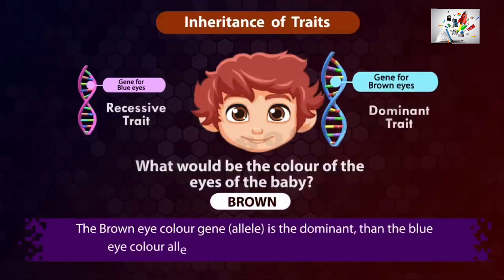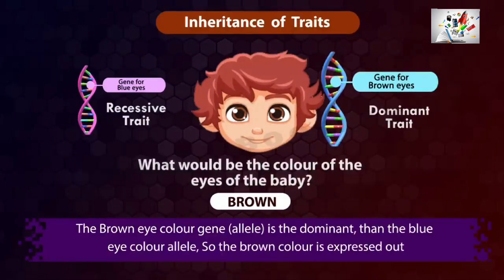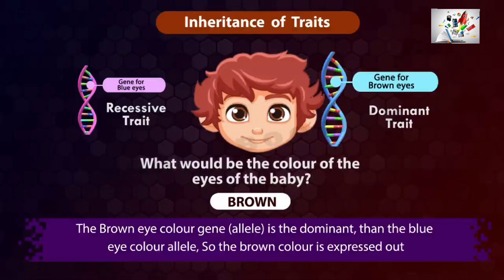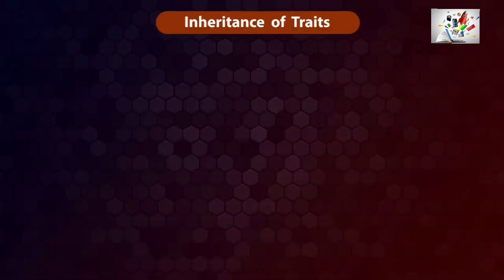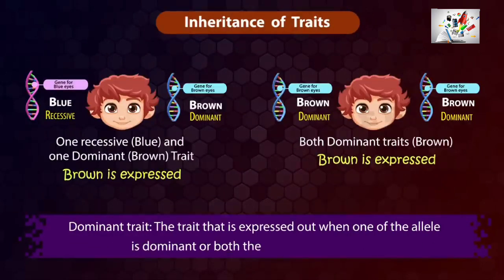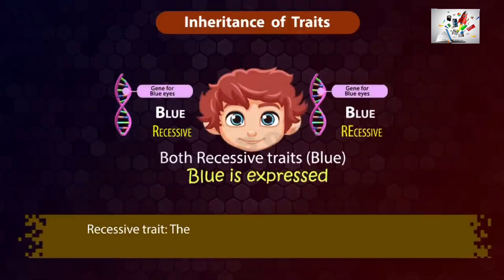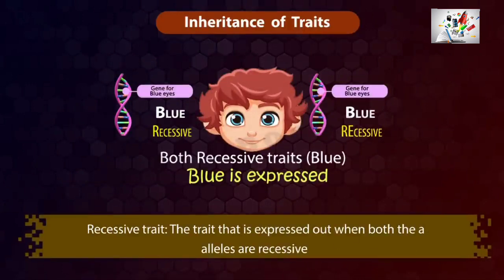Because the brown eye color gene is dominant over the blue eye color gene, the brown color is expressed. Dominant trait. The trait that is expressed when one of the alleles is dominant or both the alleles are dominant. Recessive trait. The trait that is expressed when both the alleles are recessive. This is the basic idea of inheritance of traits.